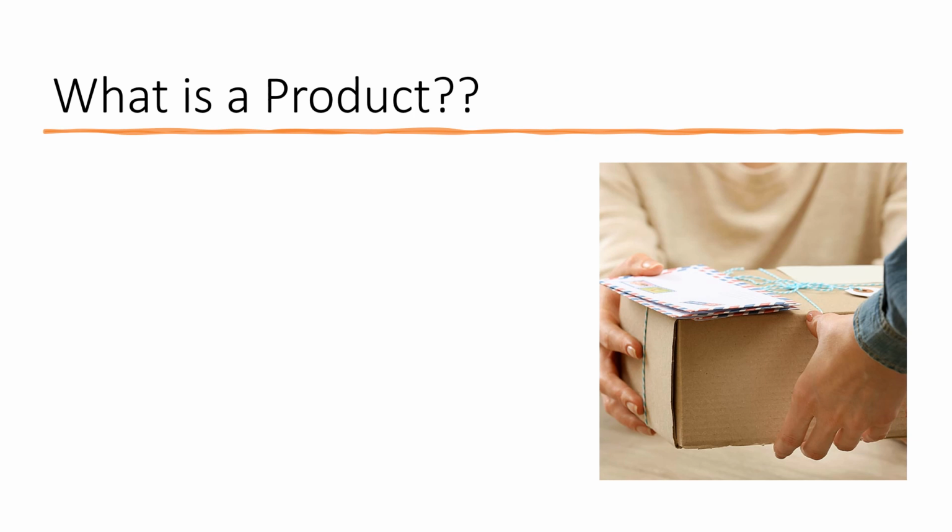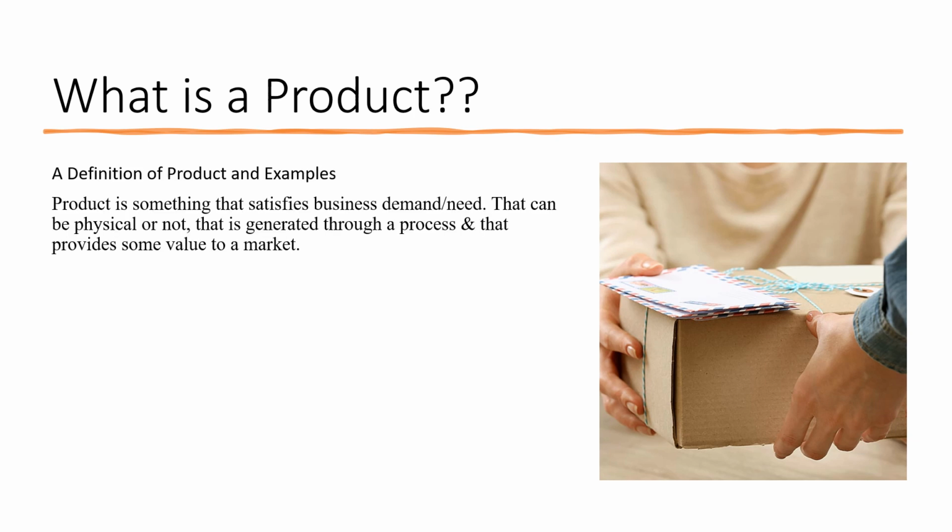What is a product? Many people and many organizations understand the product as something different. What does a product really mean? Here we are going to see the definition of a product and examples. A product is something that satisfies a business demand or need. It can be anything. It doesn't mean that it should be physically present. It can be physical or not, generated through a process, and it provides some value to a market. It doesn't mean that it's realistic or touchable. No, it doesn't mean that.